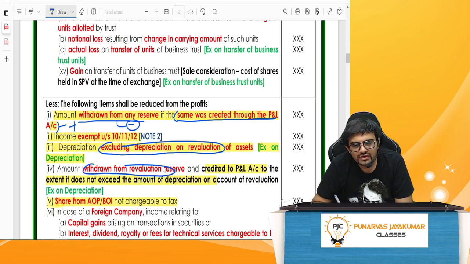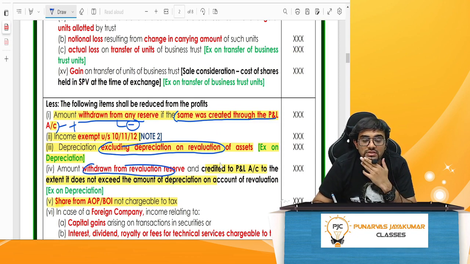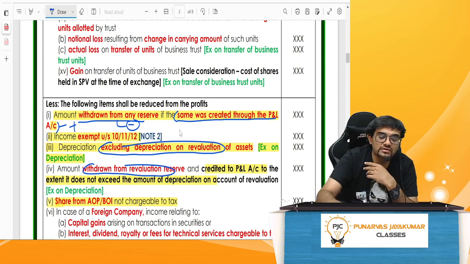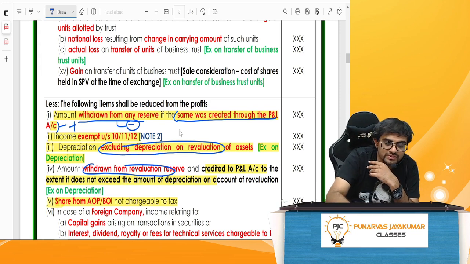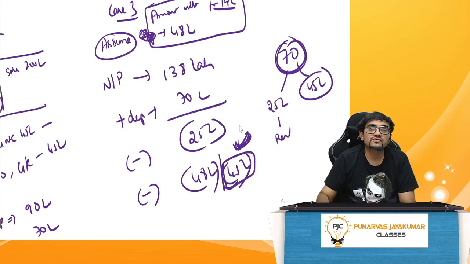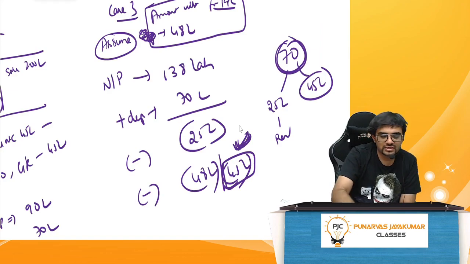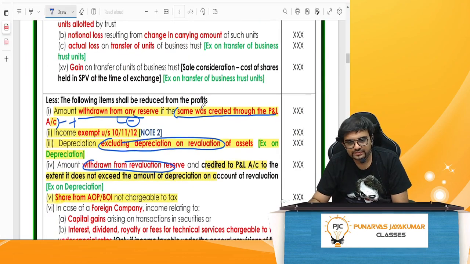Amount withdrawn from revaluation reserve and credited to P&L account, that is 48 lakhs is actually withdrawn as per my example, to the extent it does not exceed the amount of depreciation on account of revaluation. What is the amount of depreciation on account of revaluation? 45. So maximum you can subtract is 45 lakhs and not 48 lakh is what I am saying.